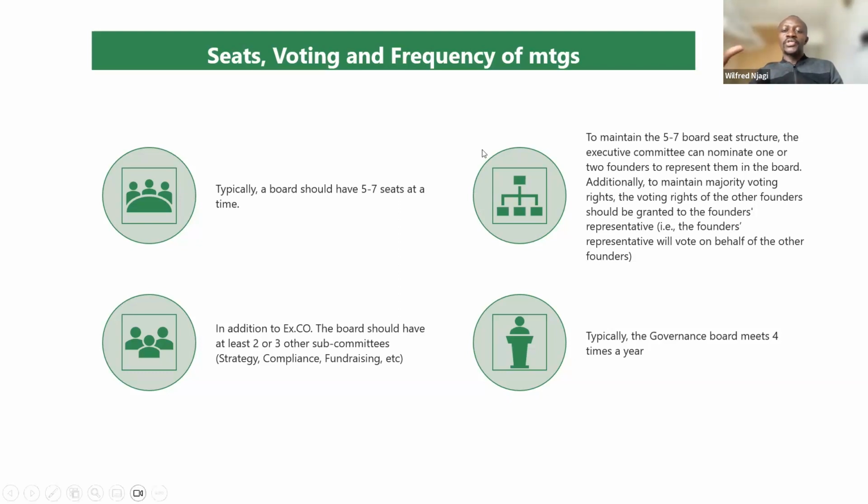And when they represent you, it means that they have all the voting rights of the directors together, right? So when they represent you there, if it comes to voting by shares, since you're representing them, the total votes there will be the entire executive committee votes added together. As I earlier said, in addition to the ExCo, you should have 2 or 3 other subcommittees, which can be strategy, fundraising, compliance, finance, and things like that. In terms of frequency of meetings, we recommend about 4 times a year. That means every quarter they're having a meeting.